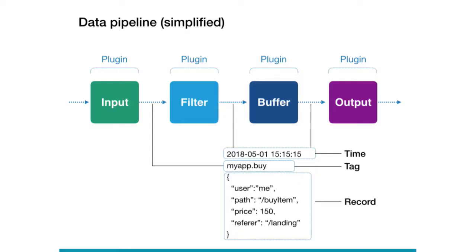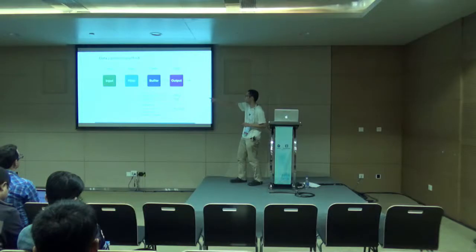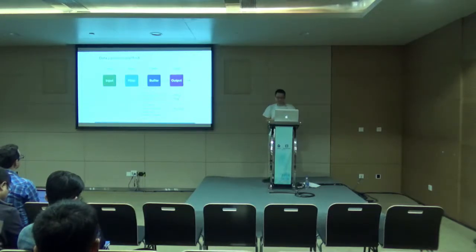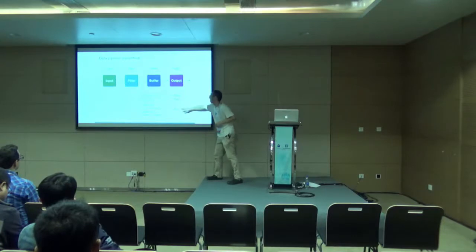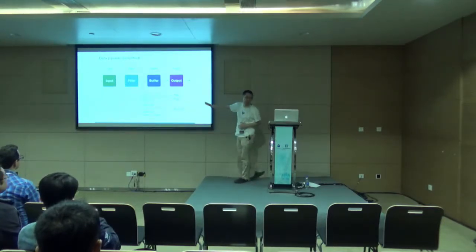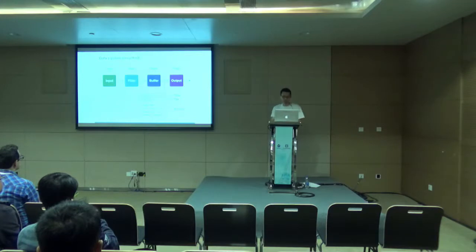Fluentd handles data as data streams. This is a simplified image of the data pipeline. Incoming events are passed through this pipeline from right to left. Data comes from the input plugin, and the input plugin sends data to the filter and then the output. Of course, the event consists of these three elements. I will talk about each component.